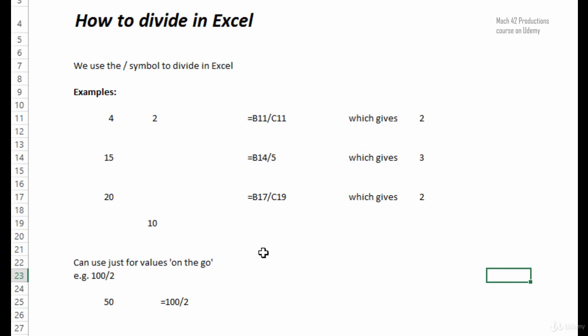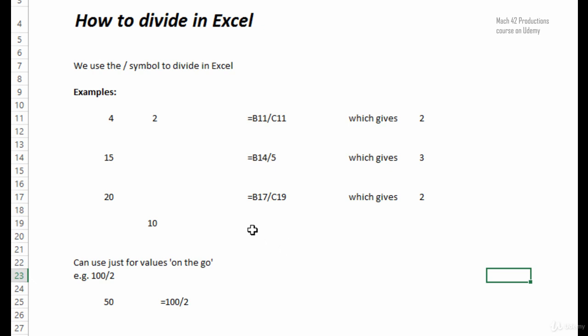Now this symbol can also be used to take a cell and divide it by a value that's not in a cell. So for example, we have 15 here. If we wanted to divide 15 by 5, we would write equals B14 divided by 5, and that would give us 3.